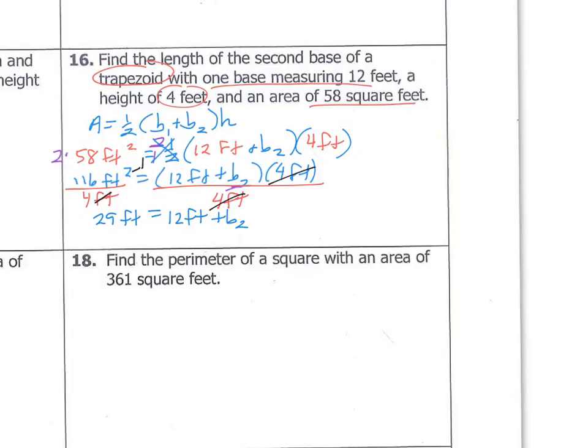What do you do to solve there? Subtract 12. So b sub 2 is equal to 17 feet. So I would star this problem. This is going to give you some difficulties. That's one you want to study. Okay.